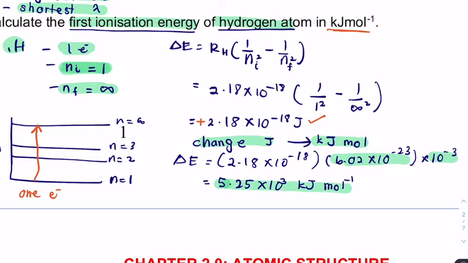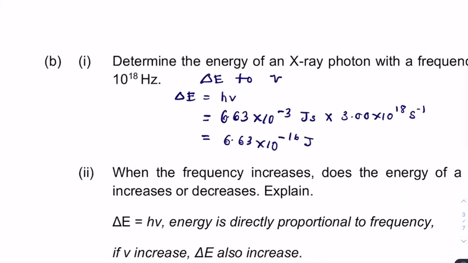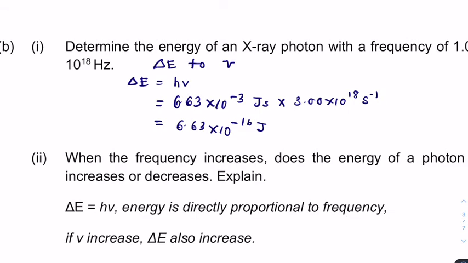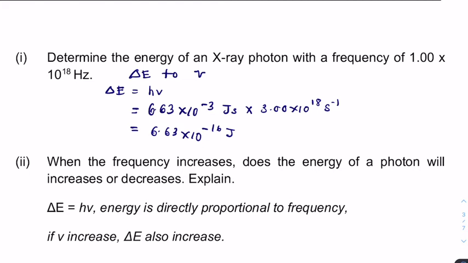Okay, again you need insist. Okay, and next, determine the energy of an X-ray photon with frequency 1 exponent 18 Hz. Okay, so dia tanya kamu energy dan dia bagi kamu frequency. Jadi kena pakai formula apa? Delta E equal to HV. So H adalah Planck constant, 3 unit, and this is your speed of light. So you just calculate, you dapatlah jawapan dia.